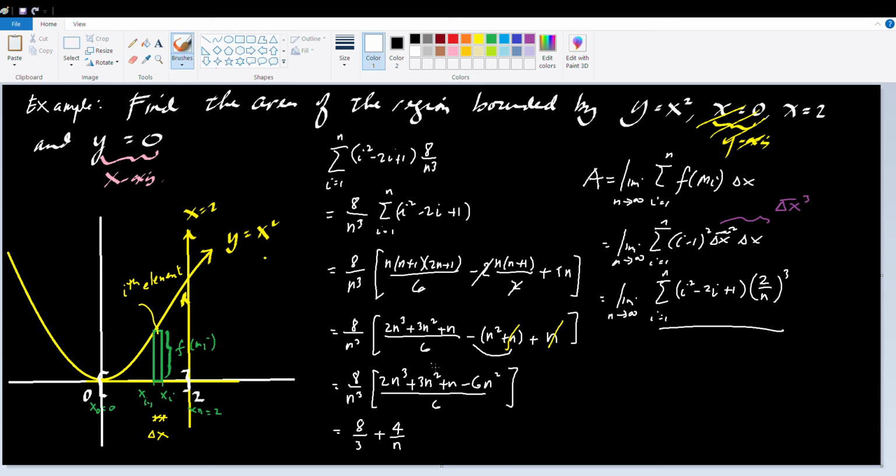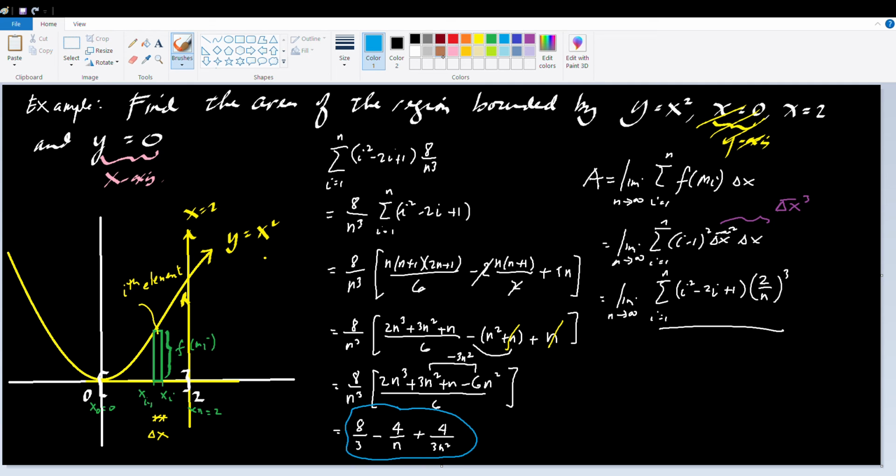Oh, by the way, 3n squared and negative 6n squared will combine to negative 3n squared. So this is supposed to be negative. Okay, negative 3n squared times 8 over n cubed over 6. That will be negative 4 over n. And then plus 8n over 6n cubed. That will be 4 over 3n squared. So that is the sum.